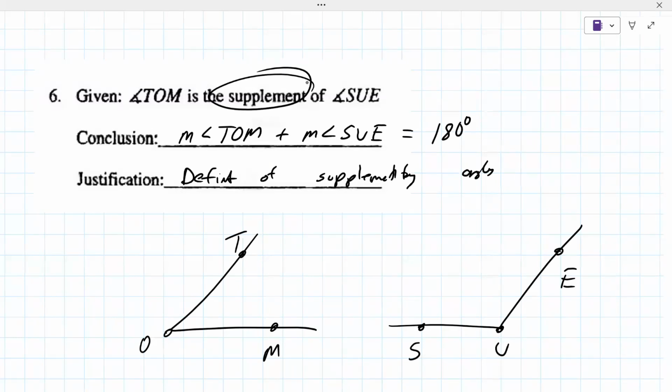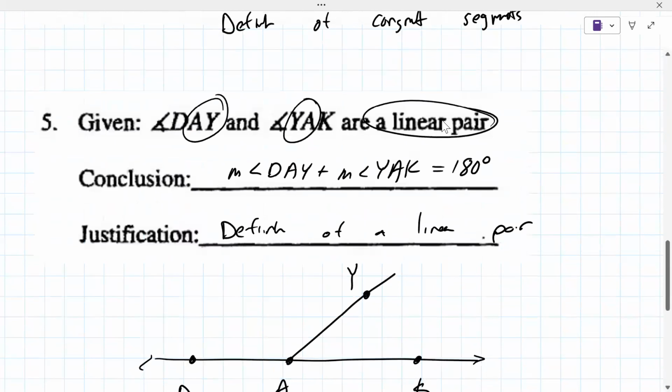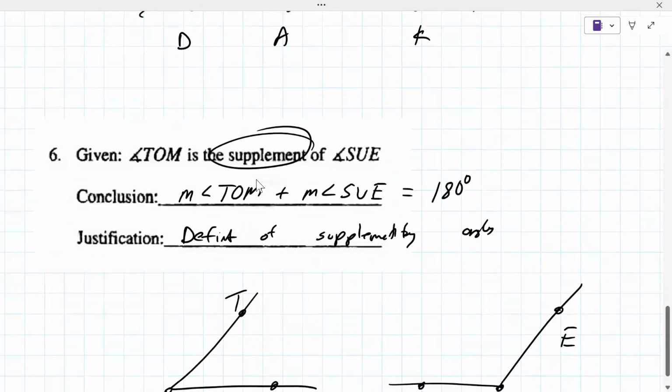So this one would be supplementary angles, because it says supplement. You have to use what's given there. You can't make something up, even though it sounds right. This one says linear pair, so it's the definition of a linear pair. This one is supplement, which means that they add up to 180.